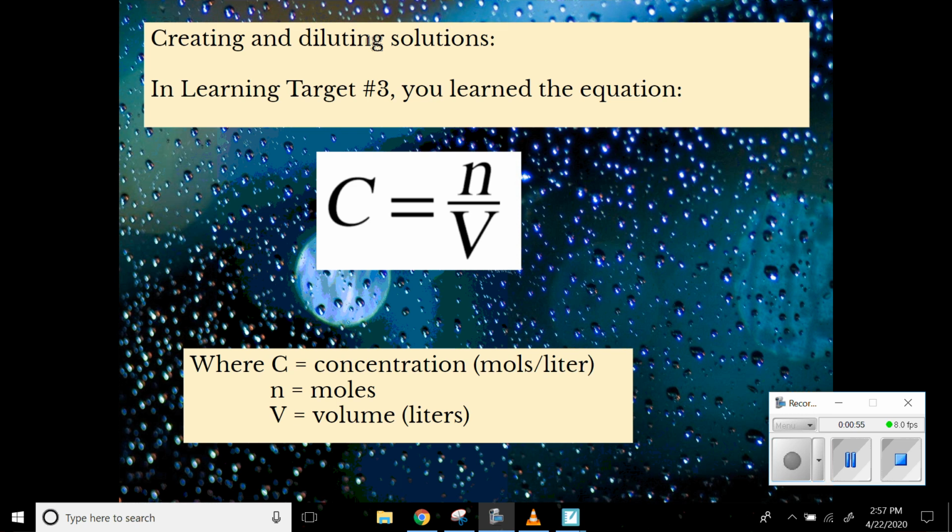In learning target number 3, we learned the equation C equals n over V, where C is concentration in moles per liter. Notice here that I have the American units for this, moles divided by liters, but you'll see this be dm^-3 in IB land. n is moles, V is volume, and we always need to make sure when we're using this equation that the volume is going to be in liters. So let's just do another quick review using this equation.